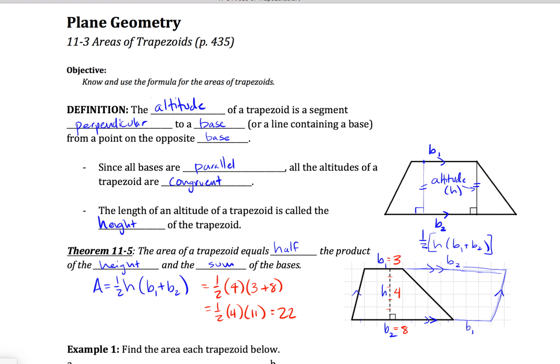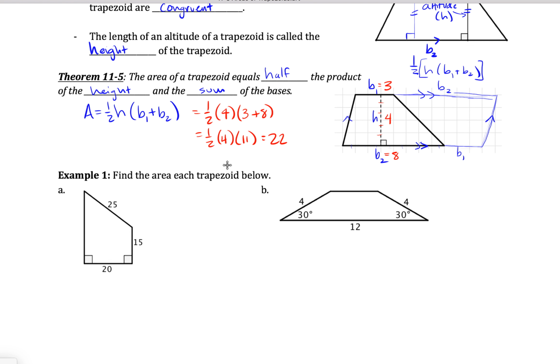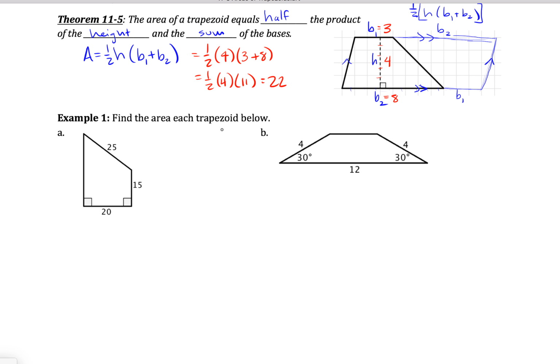So that's really the basic idea behind area of trapezoids. It's this formula. It's kind of the longest formula we've looked at so far. It has 3 measurements that you need to know: the height of the trapezoid and each of the bases. But other than that, it's pretty simple. It does have the fraction thrown in there that sometimes can make it a little bit tricky, but it's really not too bad.